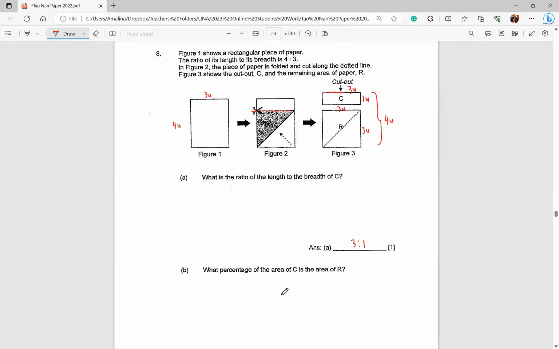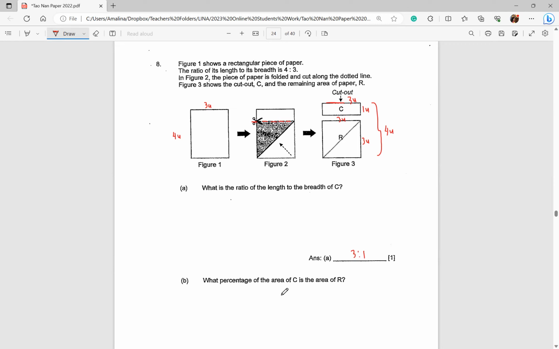Okay, now for part B, what percentage of the area of C is the area of R? Means your question wants you to find your area of R over area of C times your 100% because you want percentage. So how do you find the ratio for area of C and R? Okay, so let's record down first. I want to find the ratio for the area of these two figures. So for my C, if I want to find the area, it will be my length times breadth. So I will take 3 times 1.